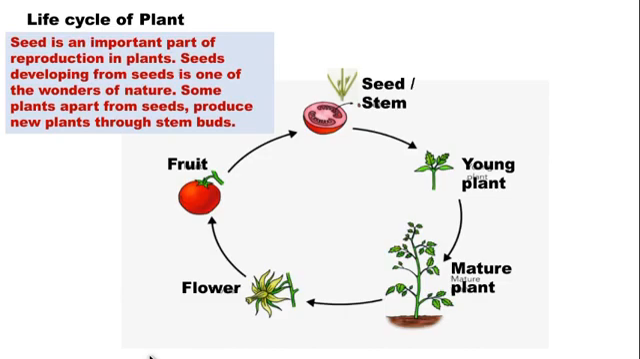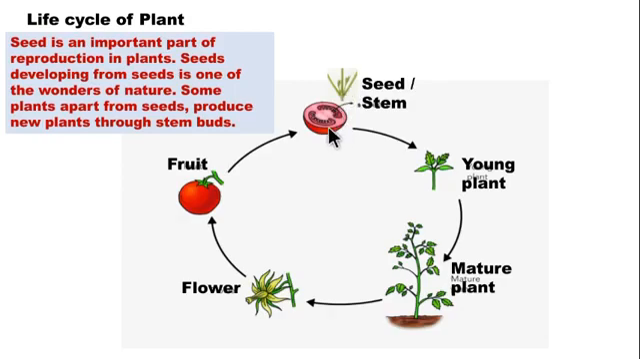We can see in the life cycle of plant. Seeds are an important part of reproduction in plants. Seeds developing from seeds is one of the wonders of nature. Some plants apart from seeds produce new plants through stems, buds. So here is the picture of the life cycle of plant. Here we can see this is the stem and these are the seeds.